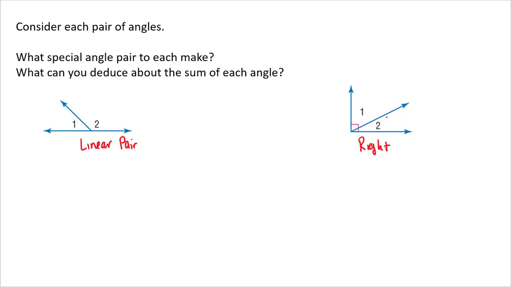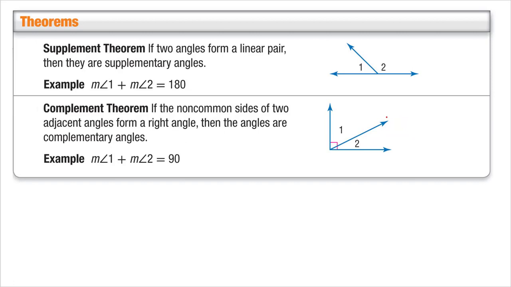So we have these theorems. And you want to pause your video and write down these theorems. The supplement theorem: if two angles form a linear pair, then they are supplementary angles. Okay, our complement theorem: if the non-common sides form a right angle, then the angles are complementary. So that's our supplement theorem and our complement theorem.